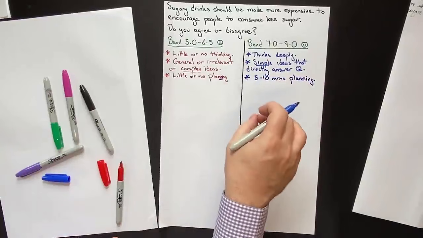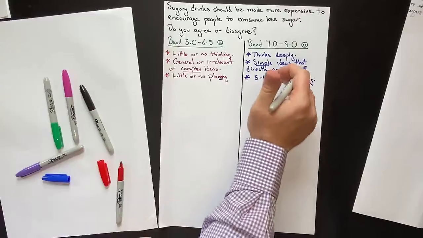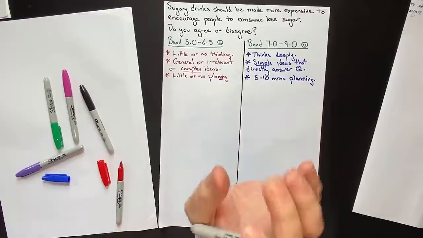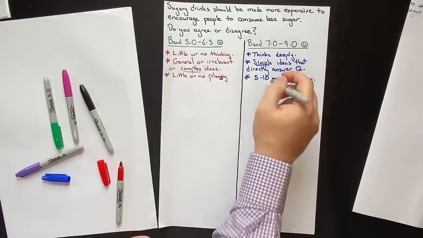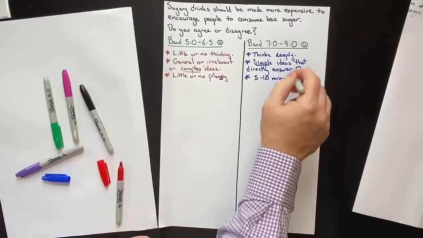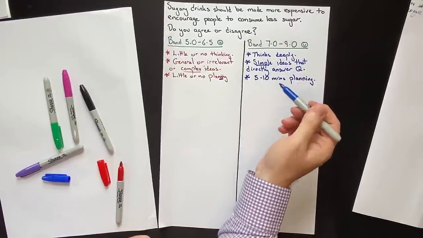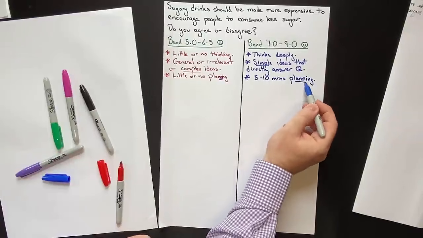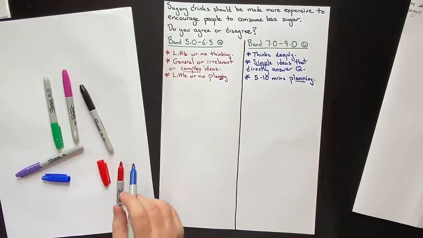So at IELTS Advantage, we have more Band 7 or above success stories than any other course in the world. You can go and check that out on our website. And 90% of the students who get a Band 7 or above, when we ask them what the keys to getting a high score were, 90% of them will say that they spent 5 to 10 minutes planning.